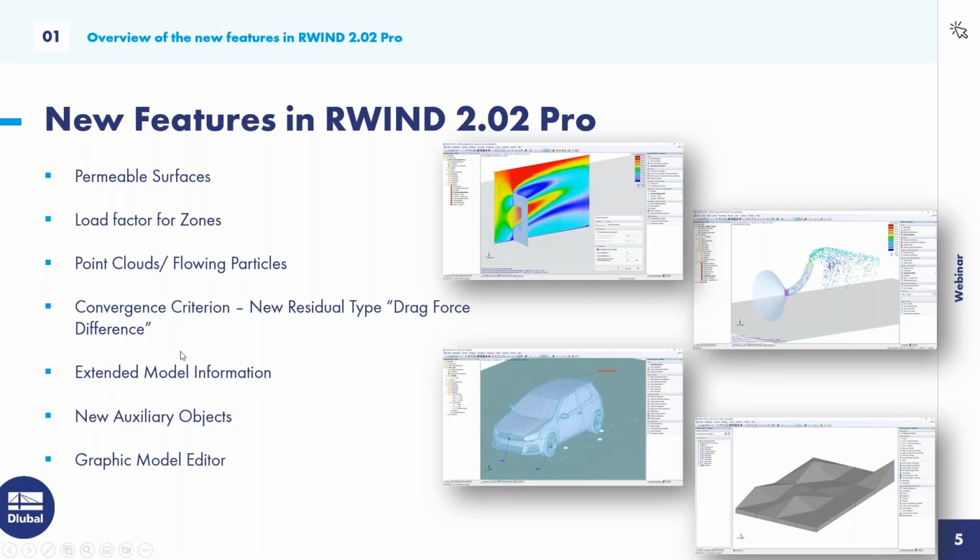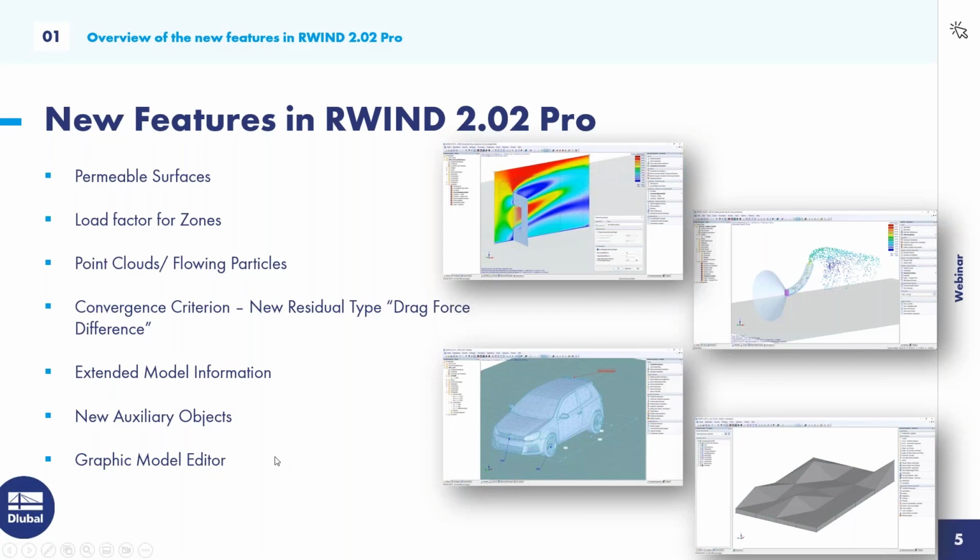Moreover, we added some extended model information. So you can right-click on your model and get some information about the area or some other useful information. I will later on show it, of course, in an example. There are some new auxiliary objects, so you can add some comments or also dimensions to your model.